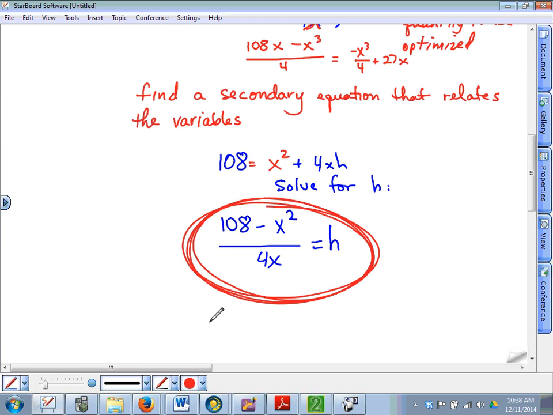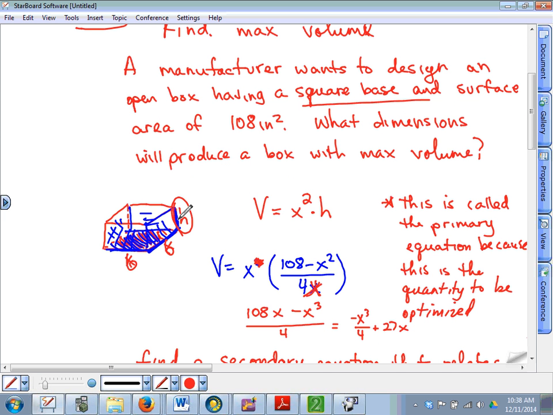Who has it? You can't just rely on somebody else to do the work for you. You've got to be able to solve this comfortably. If x equals 6, 36. 108 minus 36 is 72. 72 divided by 24 is 3. It's not that hard to do. So h equals 3. So those are the dimensions. We have 6 by 6 by 3. That would yield maximum volume.